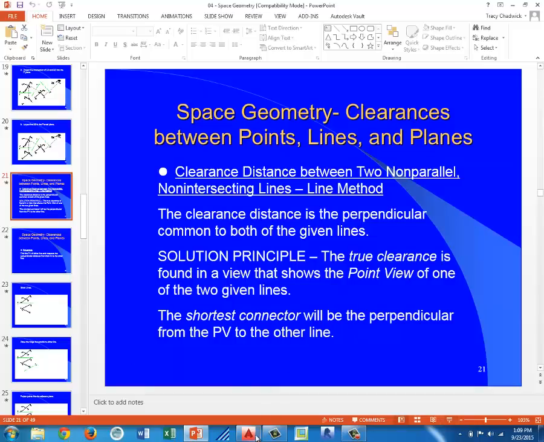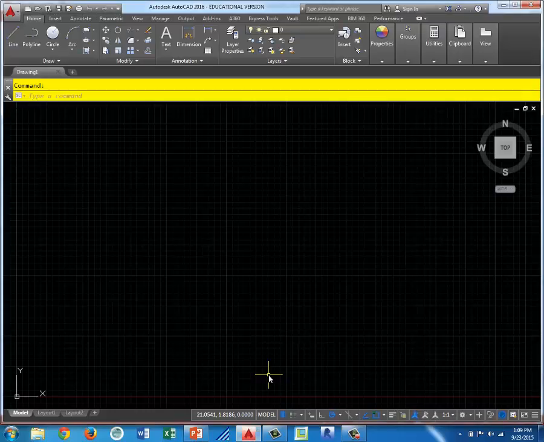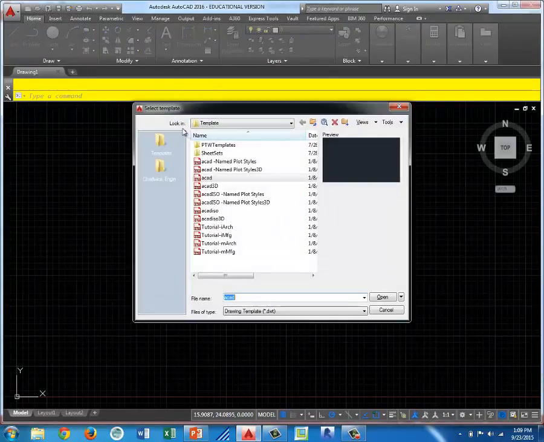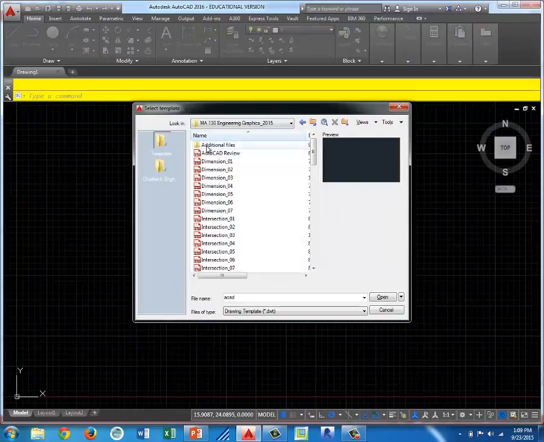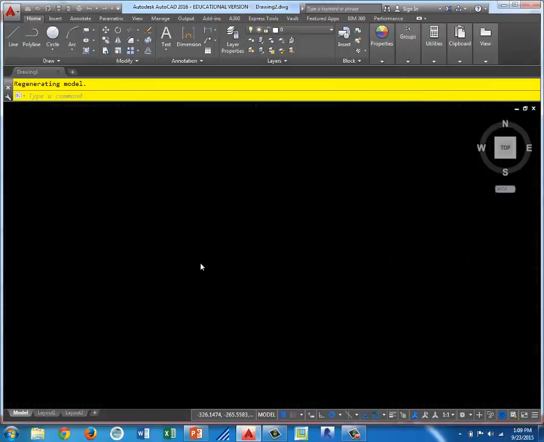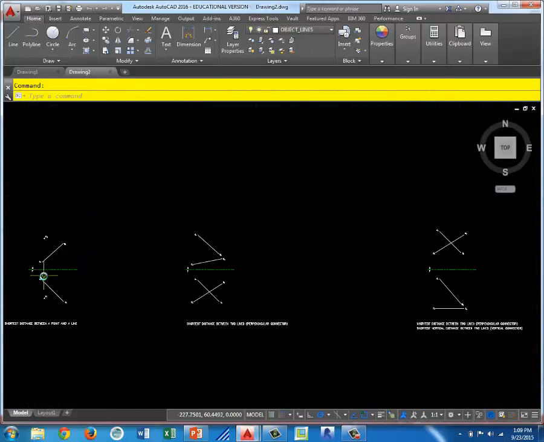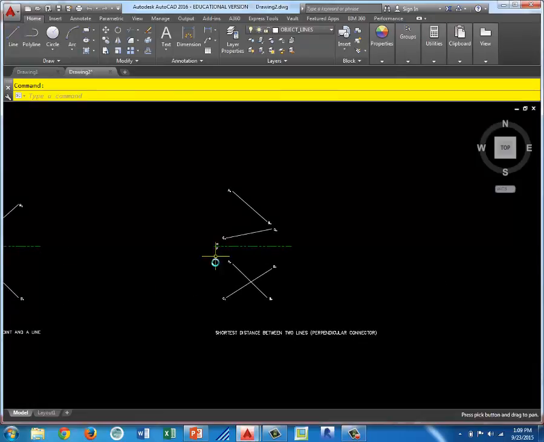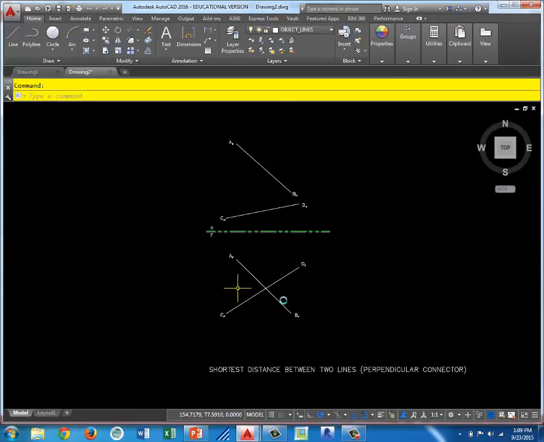So let's take a look at one or two of these in AutoCAD. So as usual, if you go to New and Templates and Additional Files, we've got the clearance practice in here. Now you might have saved this to your folder the other day as clearance practice. You might open it up from there instead. It's totally up to you, but this is where we had done the clearance between a line and a point. So now we'll take a look at this example here.